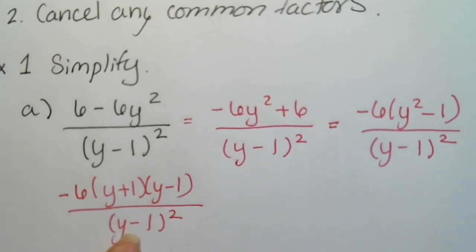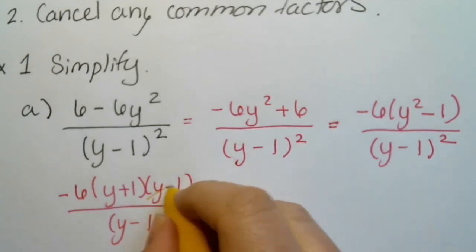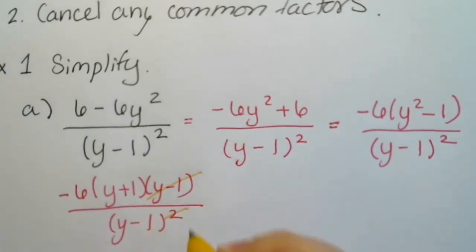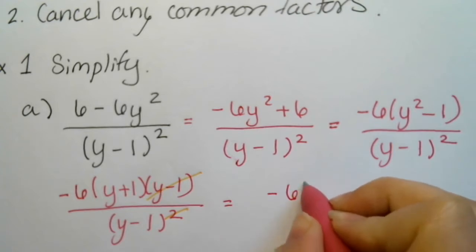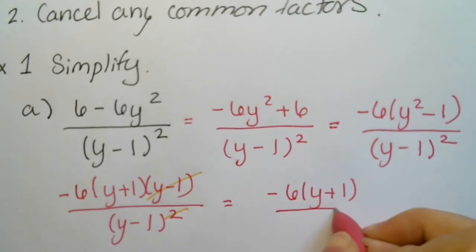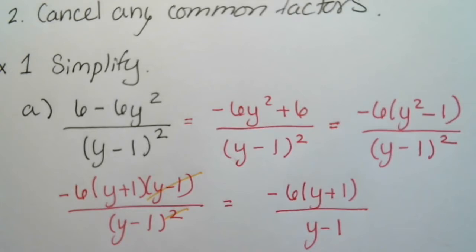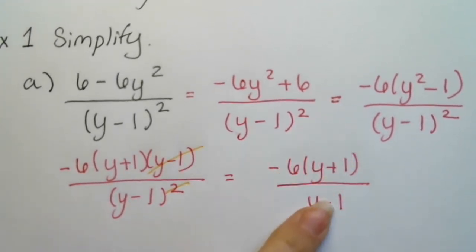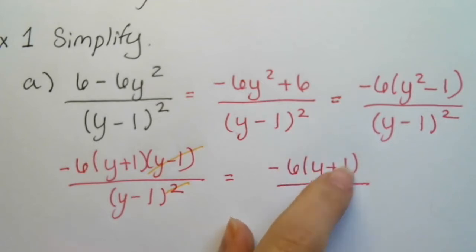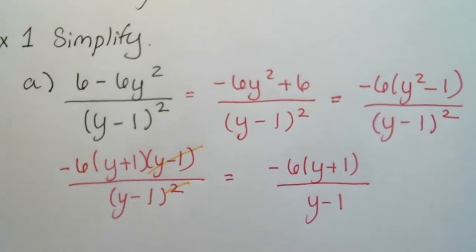Okay, now you can see I do have this common factor of y minus 1, so I'm going to have the y minus 1 from the numerator cancel one of the y minus 1 terms from the denominator. And this leaves me with -6 times y plus 1 over y minus 1. Now you can't force these to be the same and cancel them because the first term is the same and the second term is opposite. So that is as simplified as we can get.